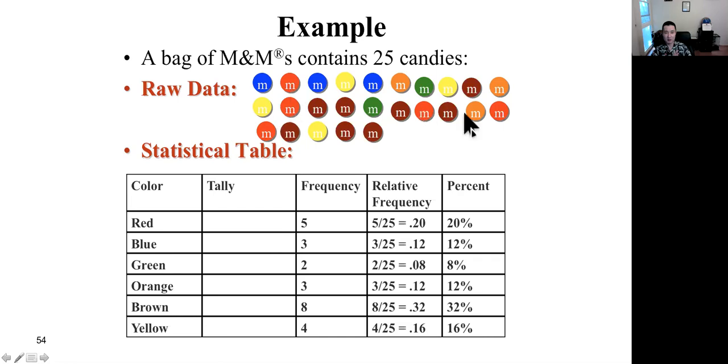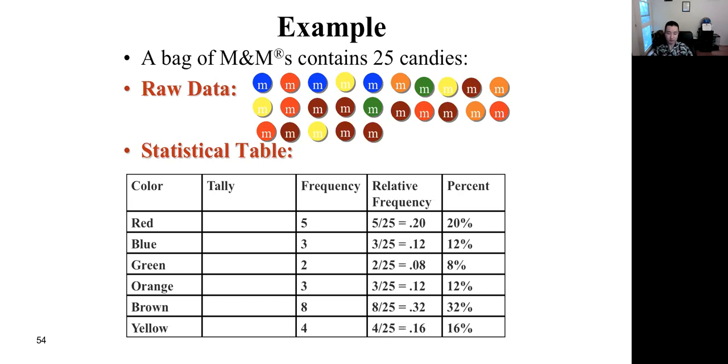1, 2, 3, 4, 5, and so on. We can do the count for all the different colors, and add these numbers together to make sure they equal the 25 total candies. Then the relative frequency is the frequency divided by n, and here n is 25. So the relative frequency for red is 0.2, so the percent is 20%. That means for a bag of 25 candies, 20% of them are red.